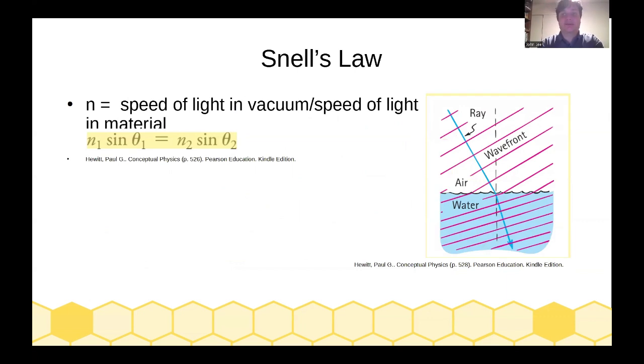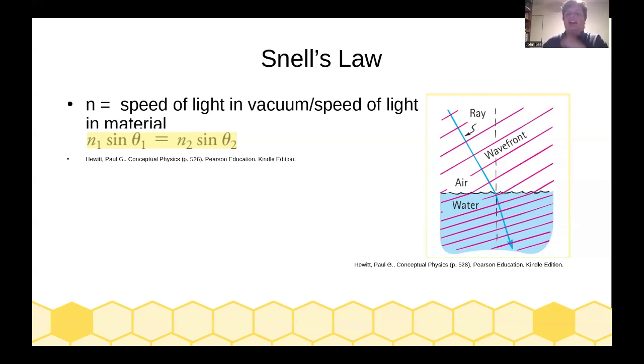Refraction is further demonstrated by Snell's law, which says that if n, the index of refraction, is the speed of light in vacuum over the speed of light in the material, then the index of refraction of one object times the sine of the angle with respect to the normal is equal to the index of refraction of the other object times the sine of the angle with respect to the normal for the second object. So we can kind of see why this should be.